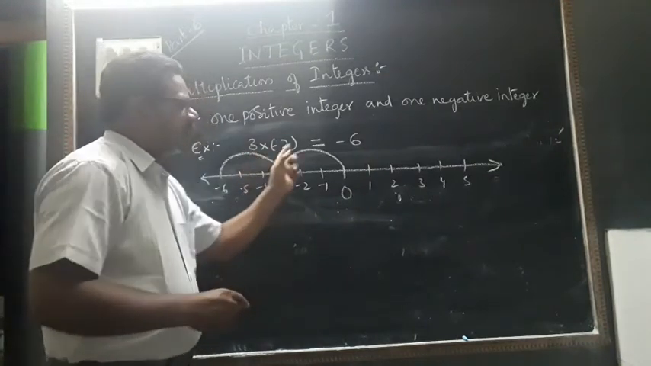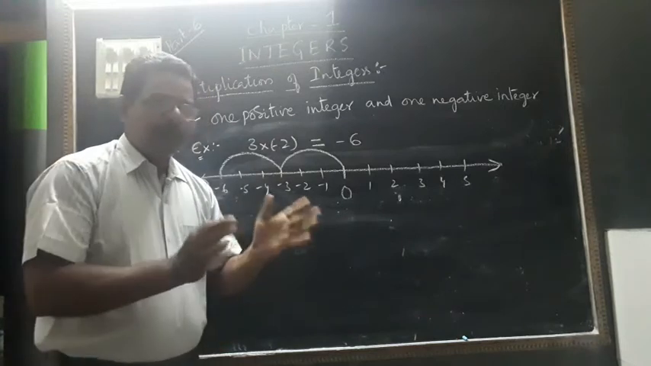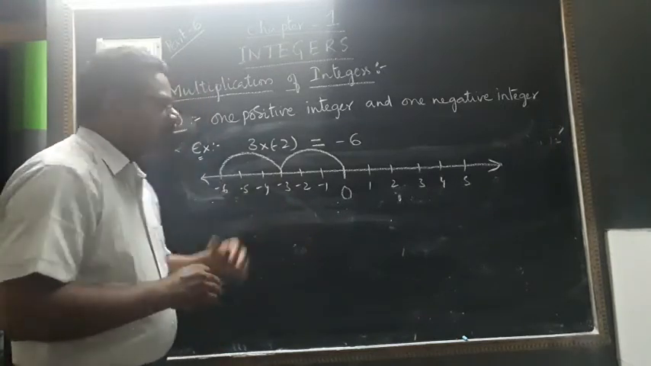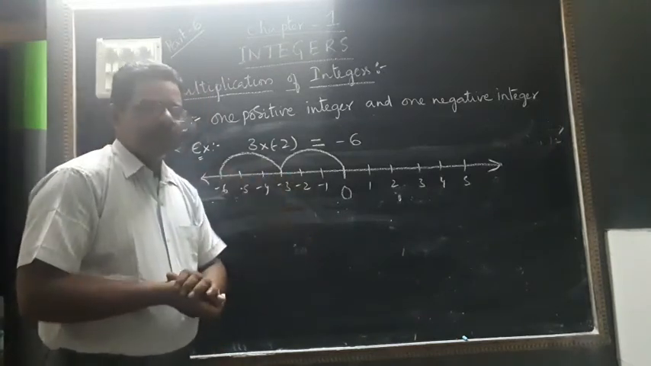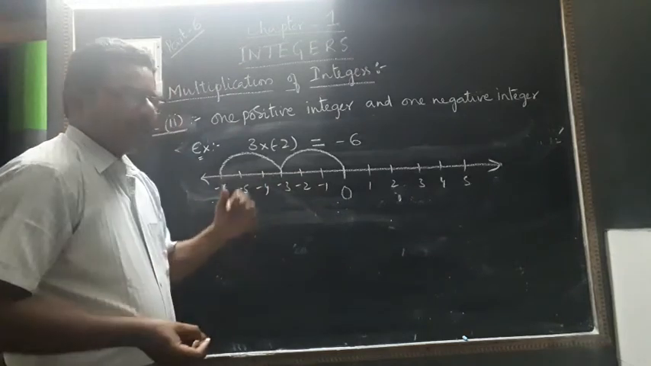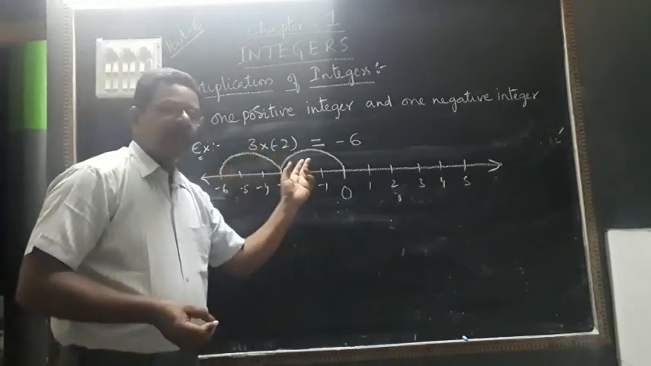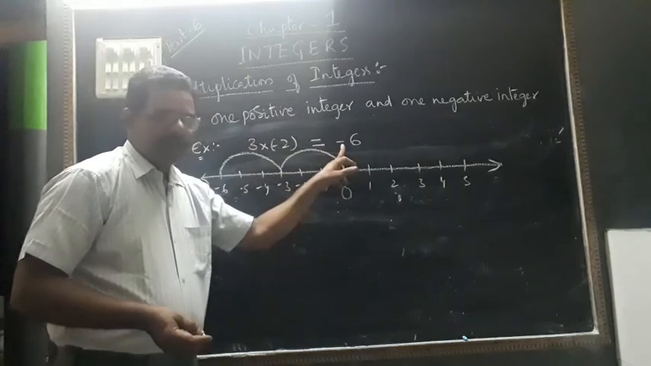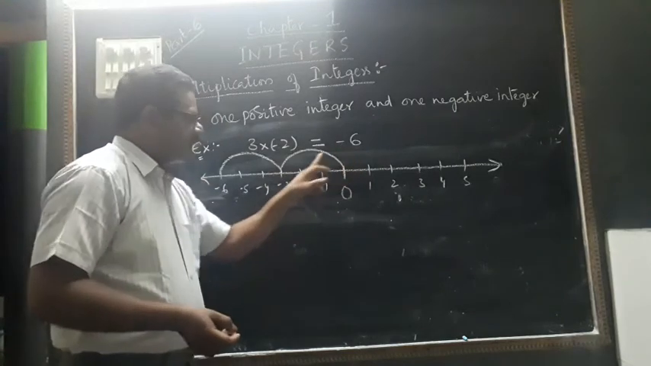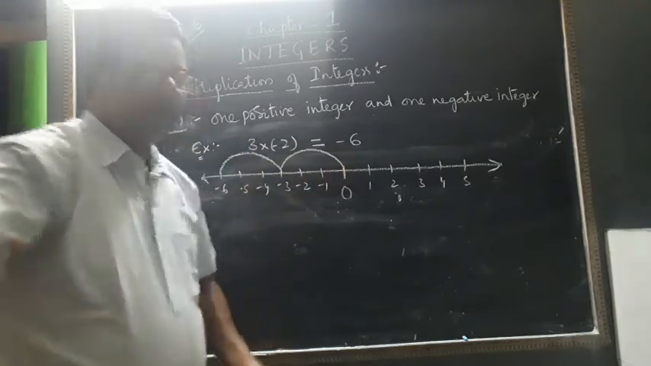Like that, if you take any number of examples of one positive integer and one negative integer, you can find the product of one positive and one negative integer is always a negative integer. Okay, we can take one more example.